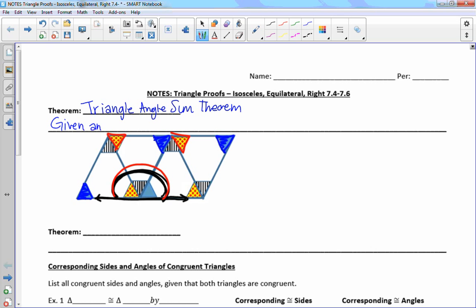Given any triangle, all 3 angles sum. What does sum mean? Sum is the answer to addition. Add up to 180 degrees.